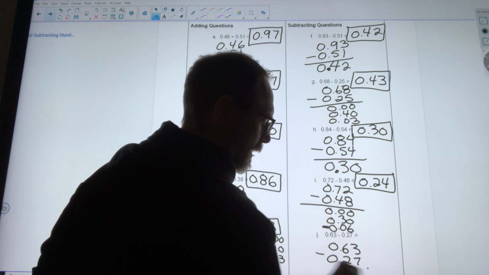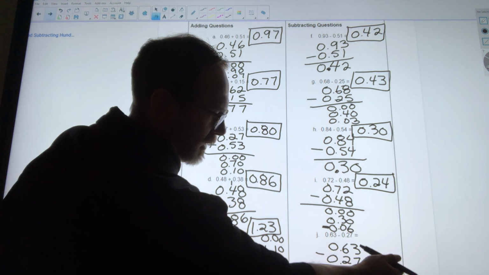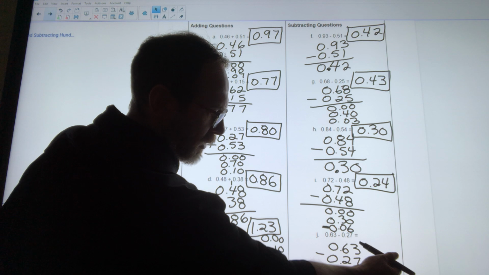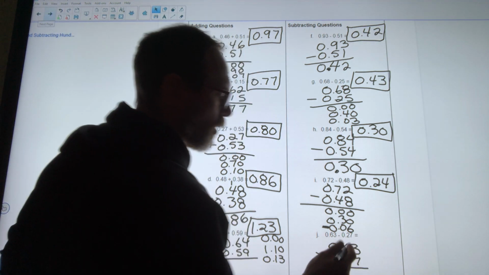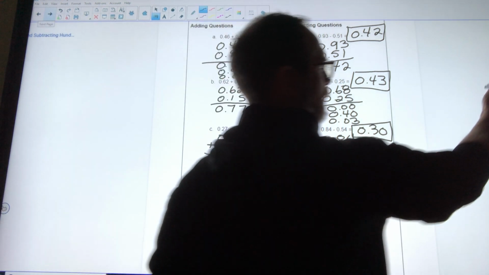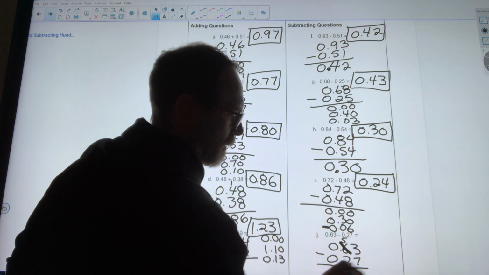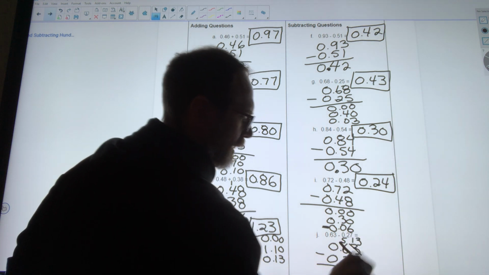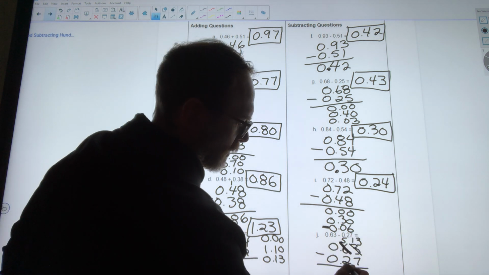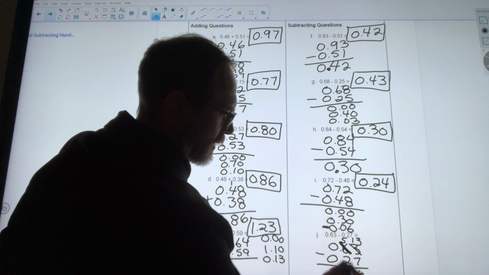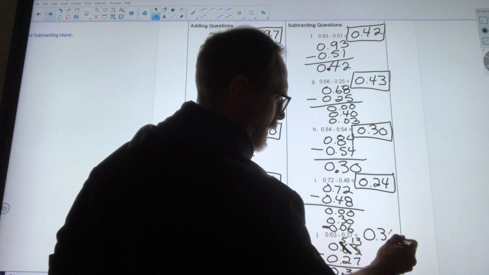So for a question like this one, 0.63 minus 0.27, I would look at the hundredths place first, and I say 3 minus 7 is something I can't do without borrowing. So I'm going to borrow from the tenths place. Sorry, I lost contact there. That's going to become 5, and this will become 13. Now, 13 minus 7 is 6. 5 minus 2 is 3. 0 minus 0 is 0. Make sure I've dropped my decimal in where it belongs. And my answer is 0.36.